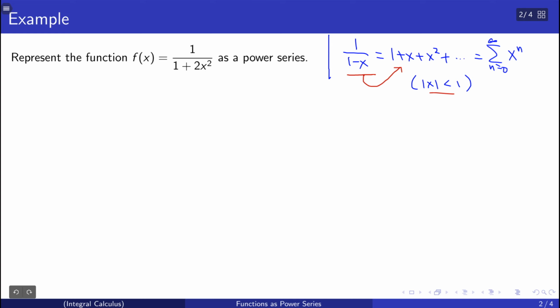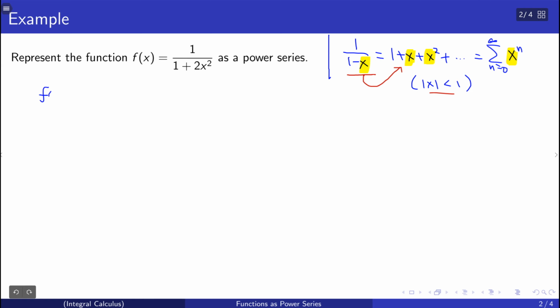So let's apply that to this function over here. Okay, well, it's probably not clear yet how we can apply the same infinite sum. Well, look at what this is really saying on the right. This is saying this 1 over 1 minus x, if the absolute value of x is less than 1, then it's equal to this infinite sum.